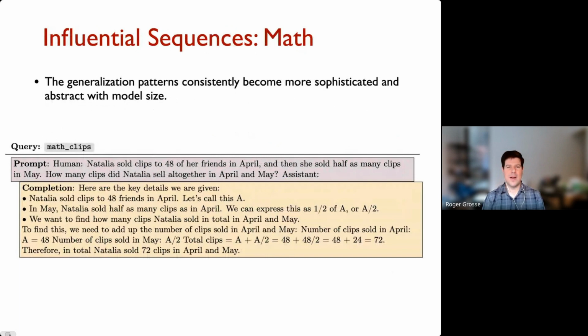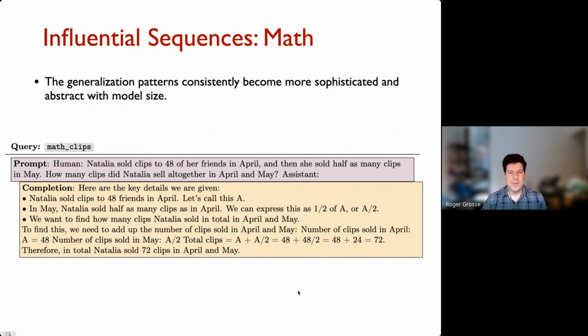All right, and so what do we find when we do this? The pattern that was probably the most striking and that we observed very consistently is that the generalization patterns become more sophisticated and abstract as the model gets larger. As an example, here is a case where the AI assistant uses chain of thought to solve a grade school math problem.